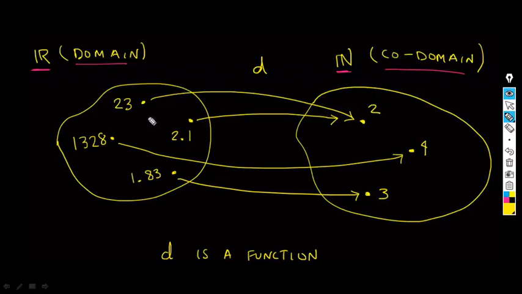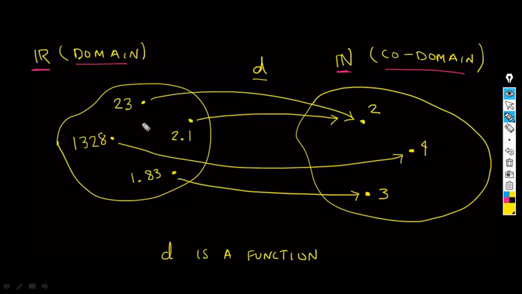Let's see what D is doing. Look at this. It's taking the number 23 as input, and it gives you as output the number 2. It's taking the number 2.1 as an input, and D transforms it into the output 2. And look at these other two associations. It's taking the number 1.83 and it gives you as output the number 3, and it's taking the number 1328 and it gives you as output the number 4. Can you guess what this machine is doing? What type of process it's doing on the inputs?